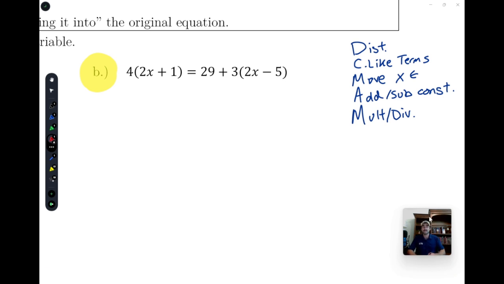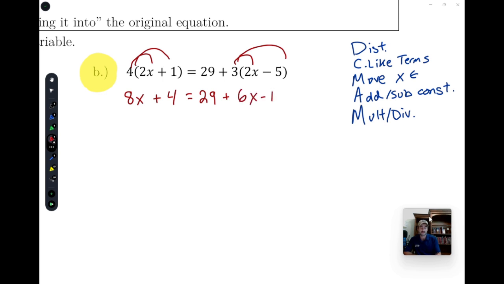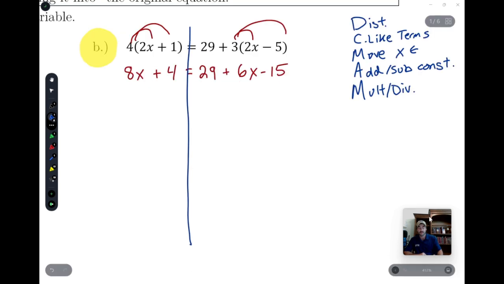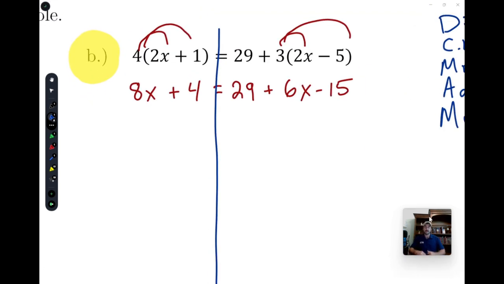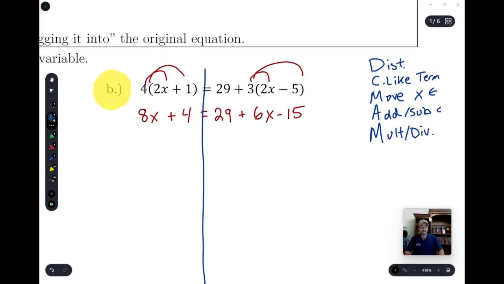So the first step, it says distribute. So we're going to take some of those original constants outside of the parentheses and distribute them and see what we end up with. So we end up with 8x, because 4 times 2x is 8x, plus 4 equals 29. Leave everything else alone. And we've got 6x minus 15. I'm going to drop a line through my equal sign so that I can keep my equations correct on both sides and see, okay, we've distributed. There's no more parentheses. There's nothing else to distribute.